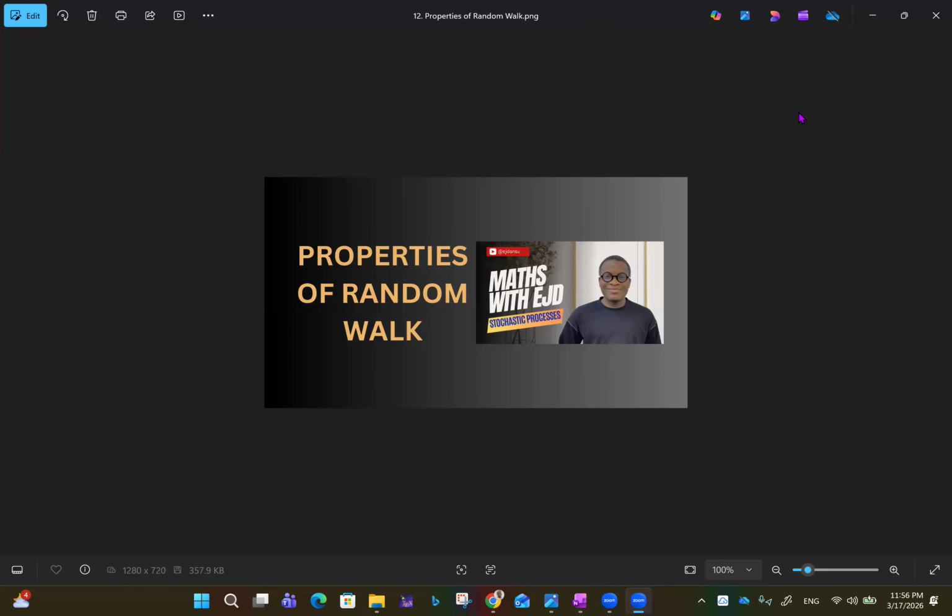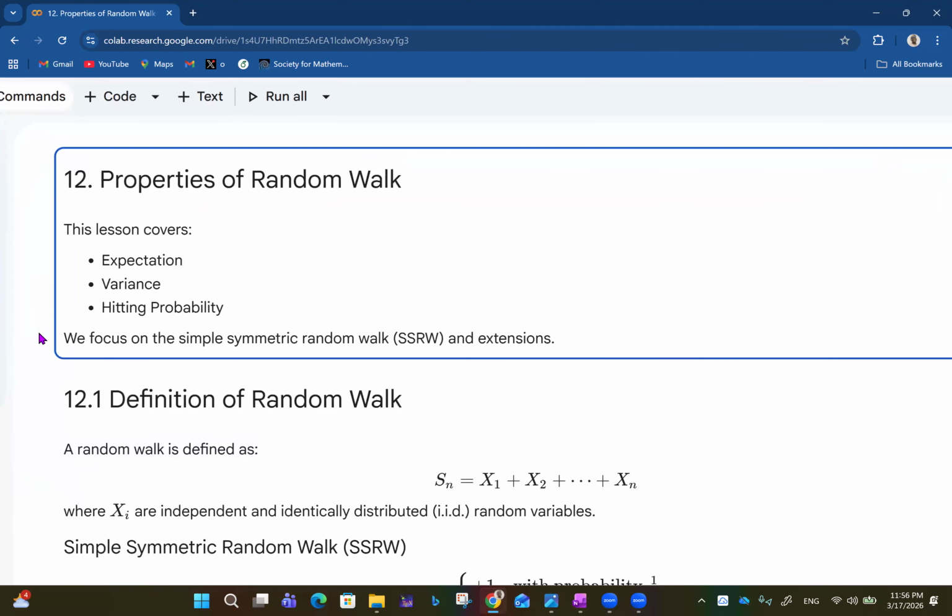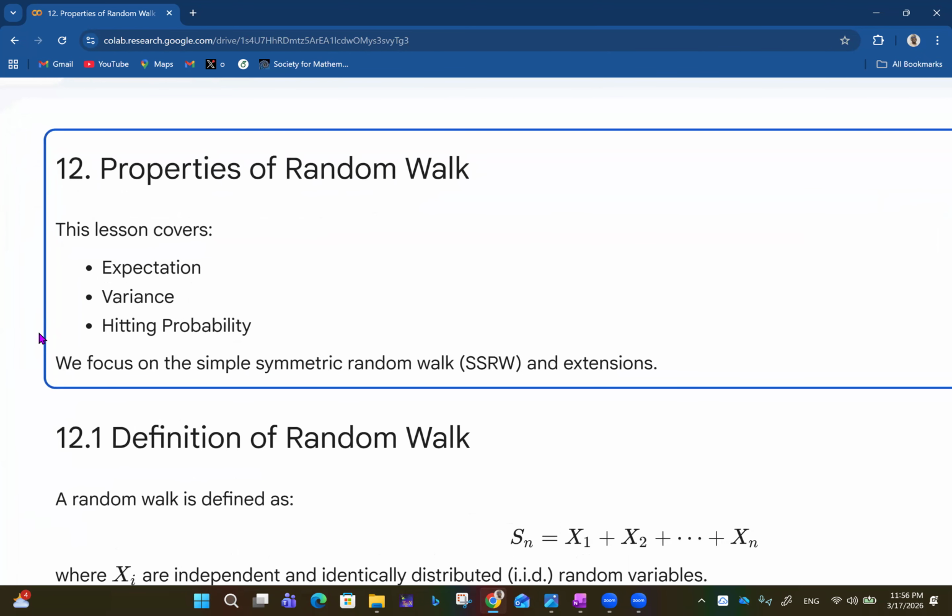In this second video on random walks, we'll talk about properties of random walk. This lesson covers expectation and variance. We already did some of that in the last video. And now we talk about the idea of hitting probability. Here we focus on the simple symmetric random walk and extensions.